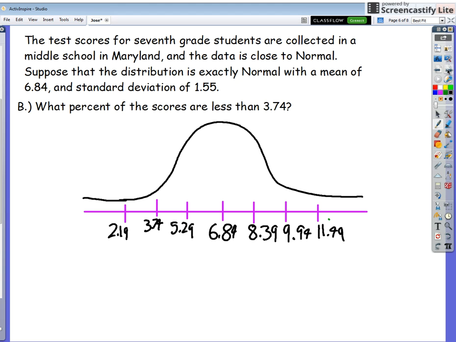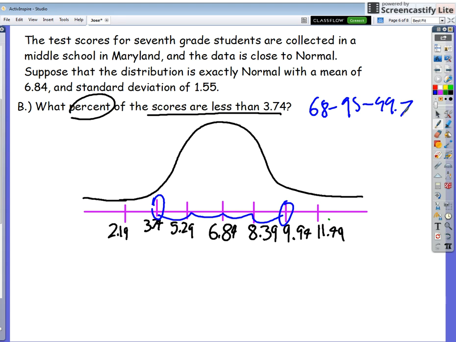So let's build upon that. Next, the problem asks for what percent of the scores are less than 3.74. If we look at 3.74, you'd see that it is right here. If we count 1, 2, that's our second standard deviation, and the same for 9.94. Using the empirical rule, the 68, 95, and 99.7% rule, the second standard deviation covers 95% from 3.74 to 9.94. But we're not asked that. We're asked for 3.74 and less.